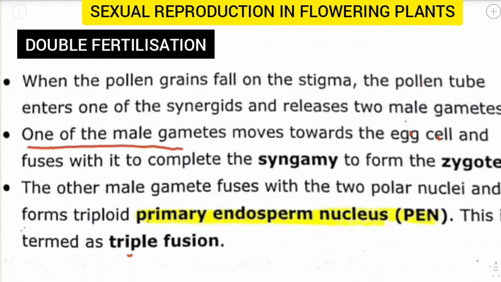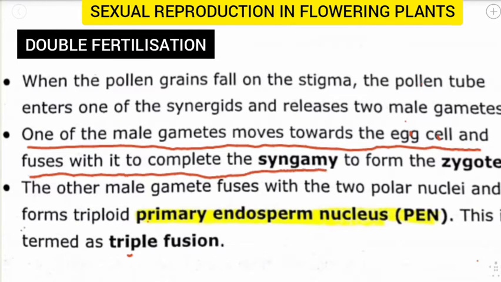Then one of the male gametes moves towards the egg cell and fuses with it to complete the syngamy to form the zygote. Syngamy is the reproductive process in which the fusion of two gametes takes place. This basically leads to the formation of the zygote. Very simple process. Then what happens?